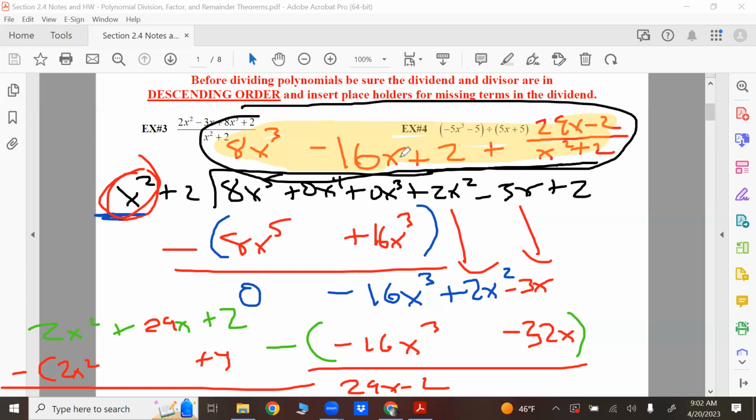Go and plug in 1. If you let x equal 1, you should get 8 minus 16 plus 2 plus 27 over 3. You get negative 6 plus 9. Oh, it's not 16. Negative 8 plus 2 is negative 6. And then 27 over 3 is 9. You get 3 again. That's not a coincidence.